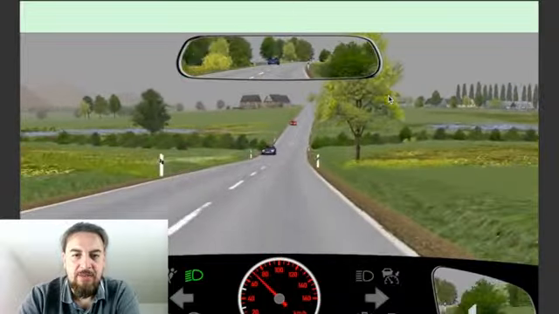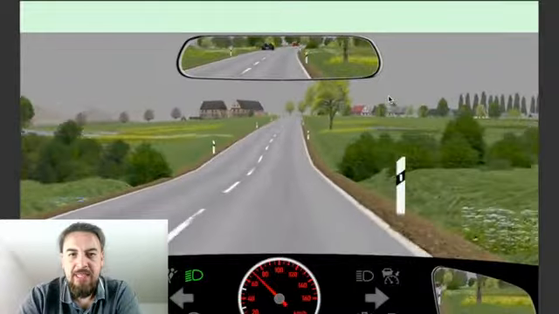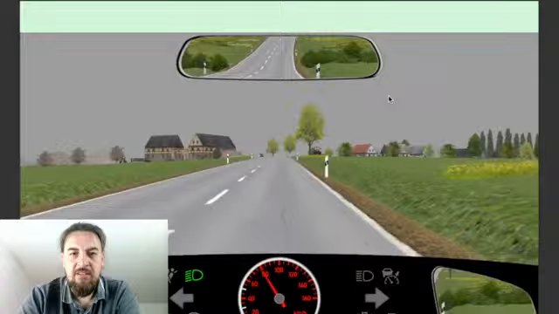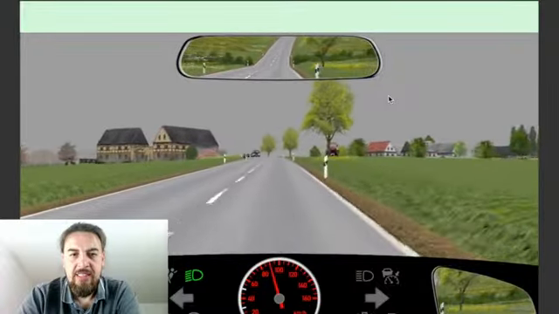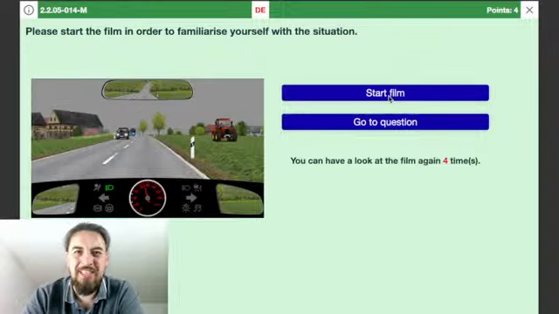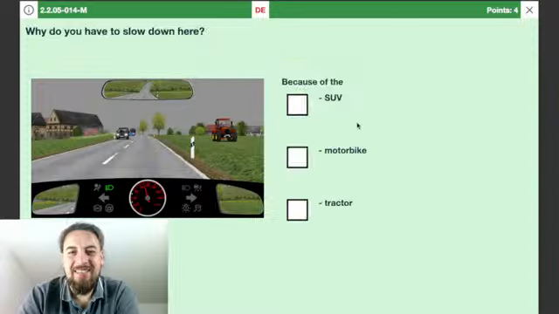All right, we are driving 70. It's a bit hilly here, outside of built-up areas, and a lot of cars are coming towards us. And the suicide driver. Oh my god. Why do you have to slow down here? Because of the SUV, motorbike, tractor.